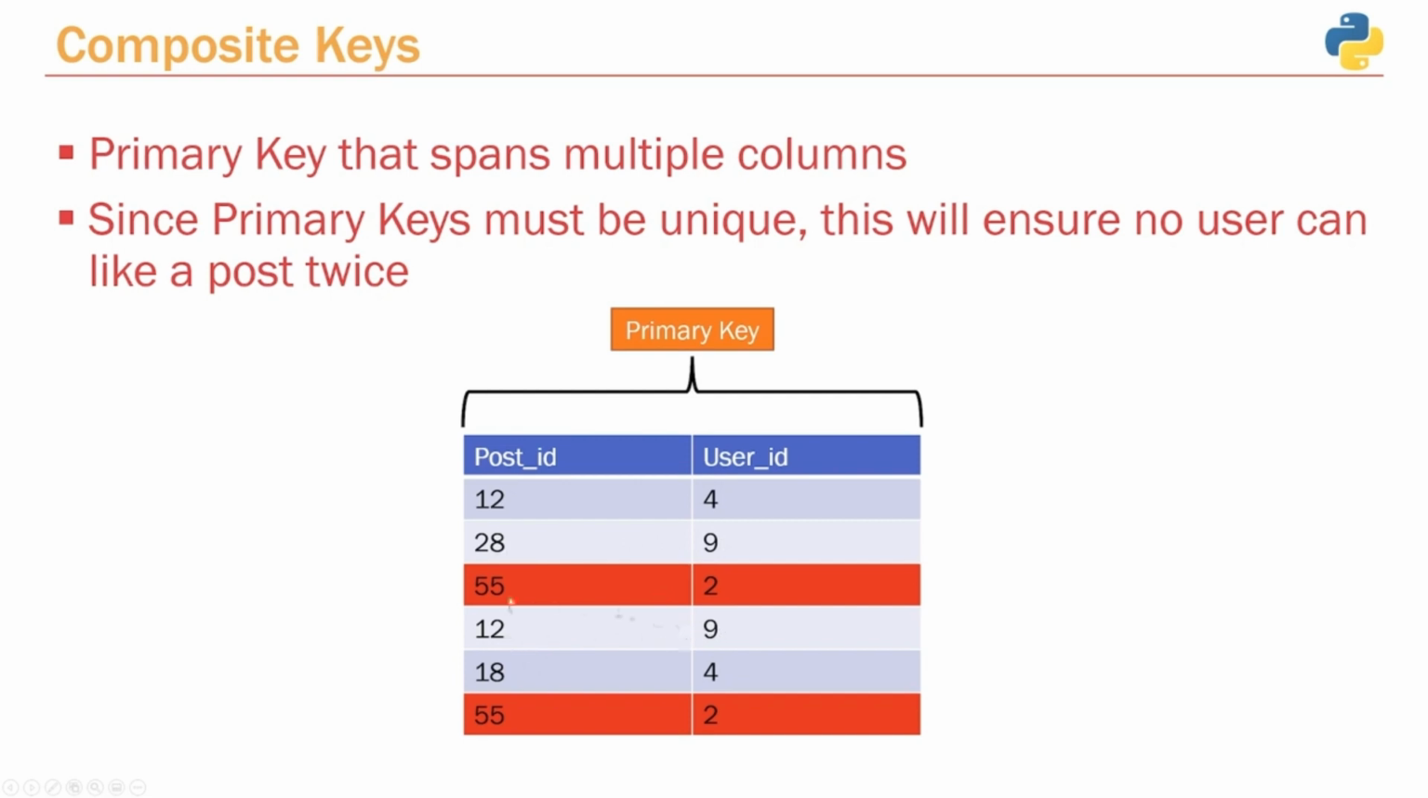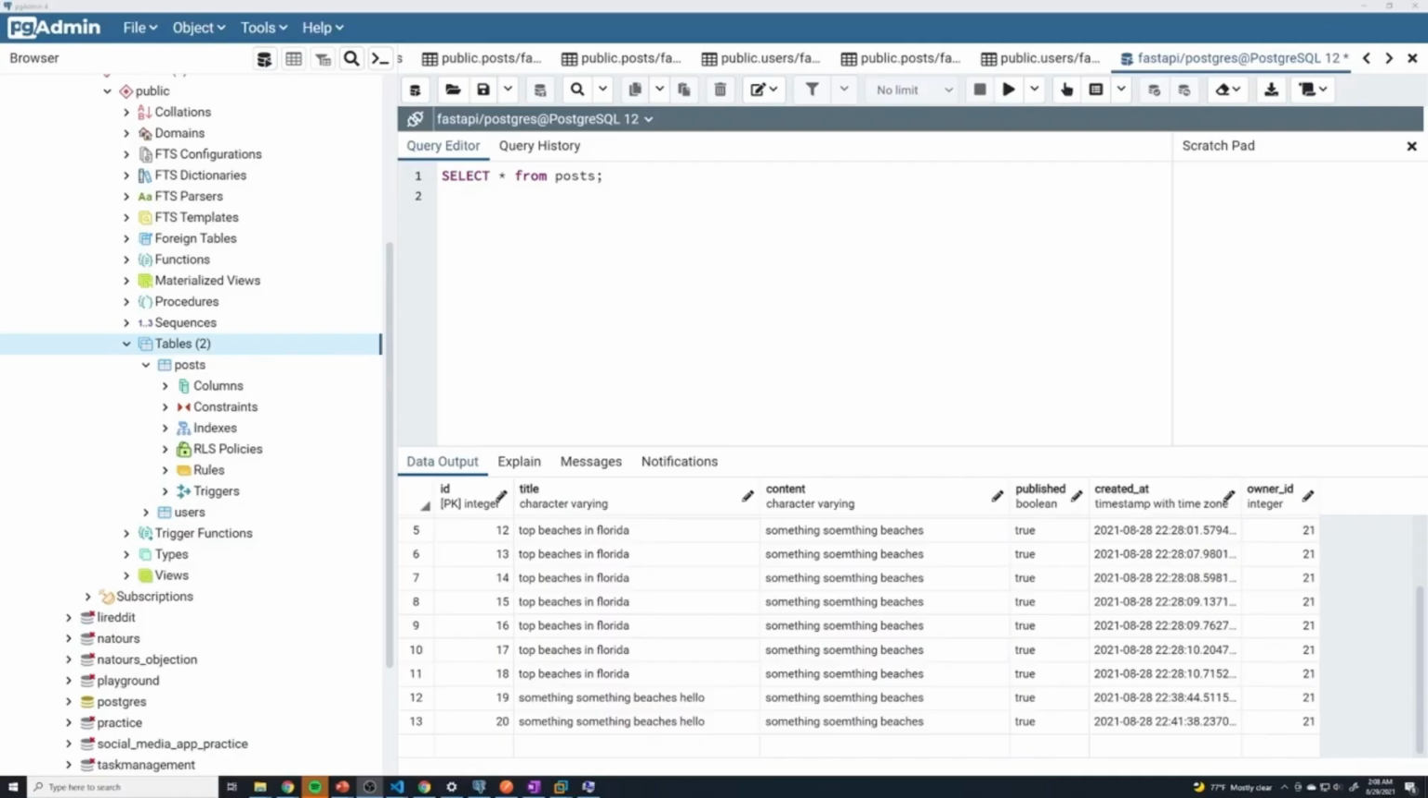However, we can't have a user with the ID of 2 like 55, and then once again, the user ID of 2 like 55, because the combination of these two is now a duplicate, because one is 55 and 2, and the other one's 55 and 2. And so that's all a composite key is. It's just a primary key that spans 2 columns and ensures that across both columns, we have unique combinations for things. So let's figure out how to create our new votes table.